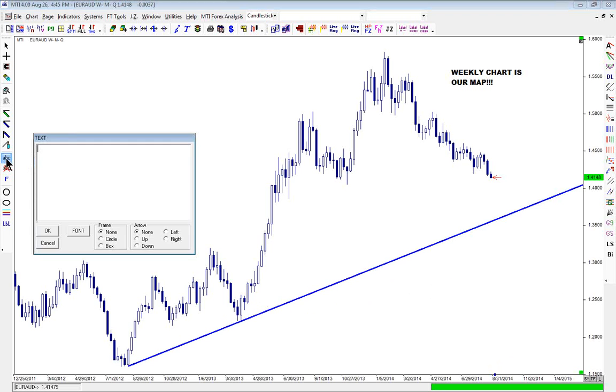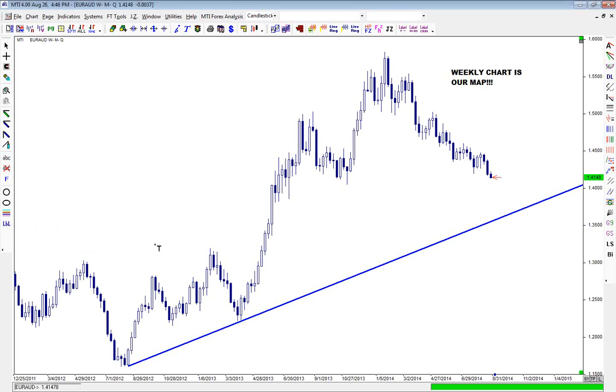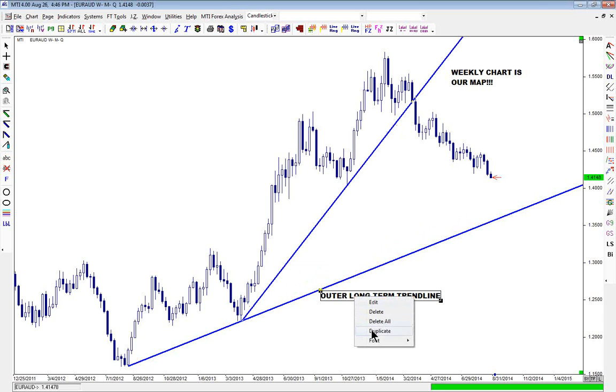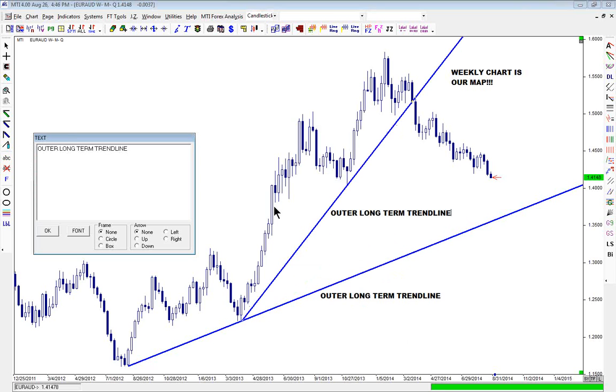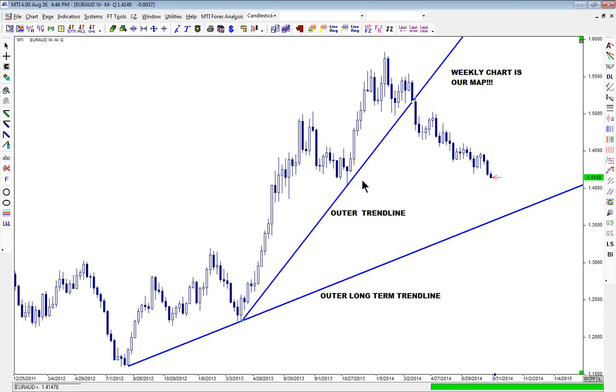This is what you call, folks, an outer long-term trend line. Okay, an outer long-term trend line. And then you're going to draw another trend line like this across the lows of these candles, like that. And that's called your outer trend line. You have outer long-term, and then you have your outer trend line. And then from here to the next lows, you're going to draw what's called an inner uptrend line.